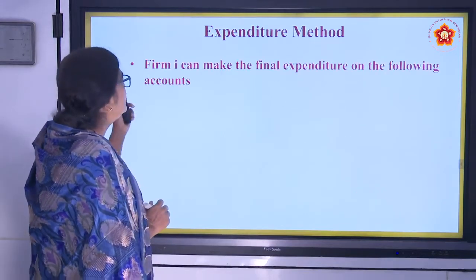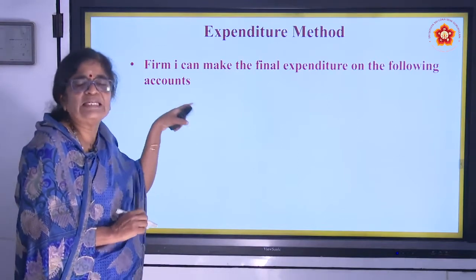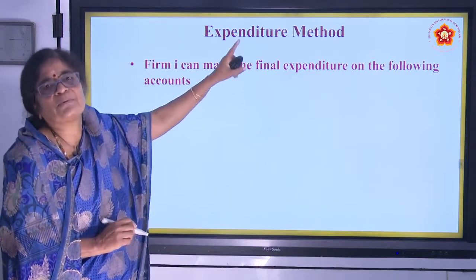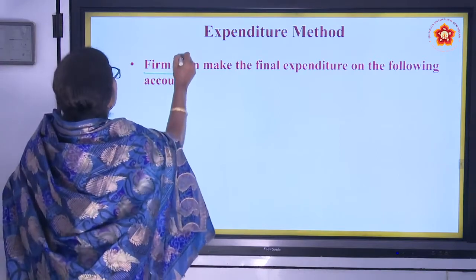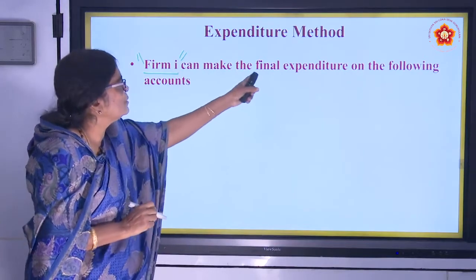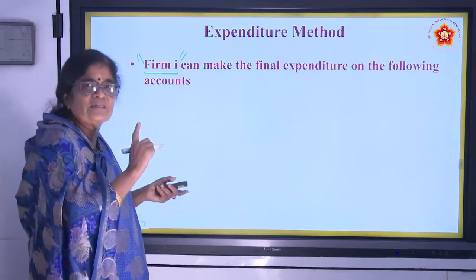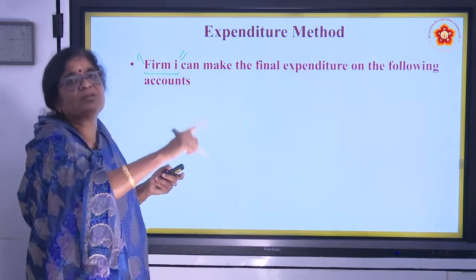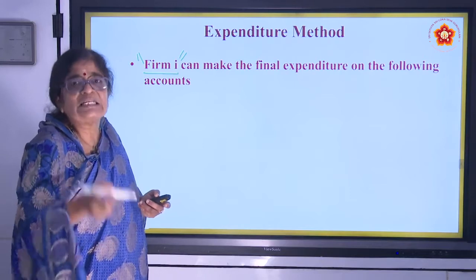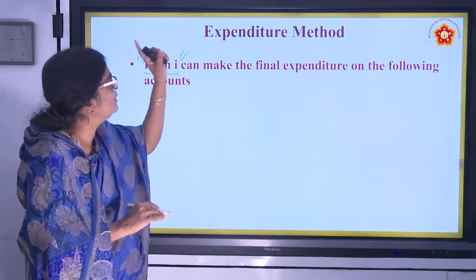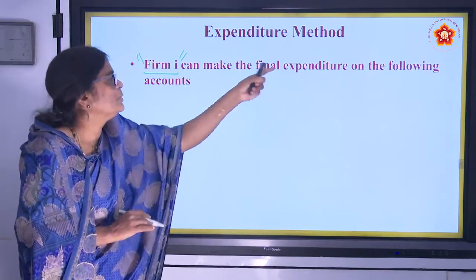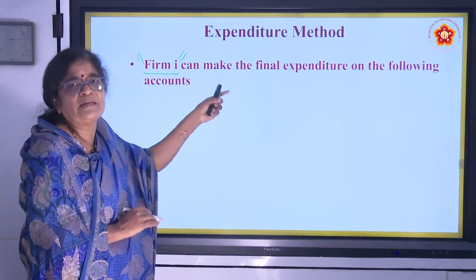And the next one, we are going into the detailed concept of the expenditure method now. As we considered farmer and baker as different producers, now we are going to consider firm I as the producer. This firm I will make expenditures on the following accounts. We have seen the farmer makes an expenditure on the baker worth rupees 50, and the baker makes the expenditure on consumers, worth 200. Now, having that simple example in mind, we are going to elaborate how this final expenditure is made by firm I.